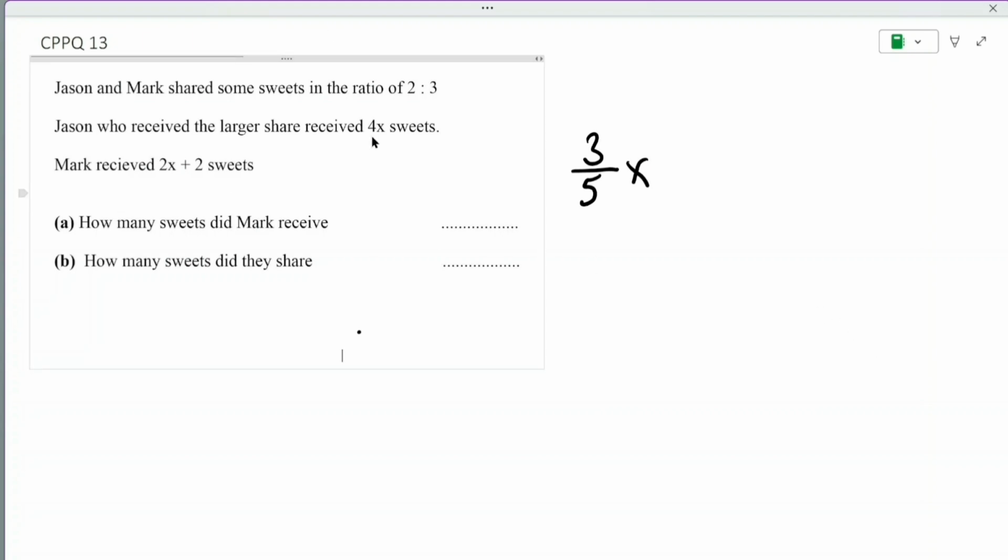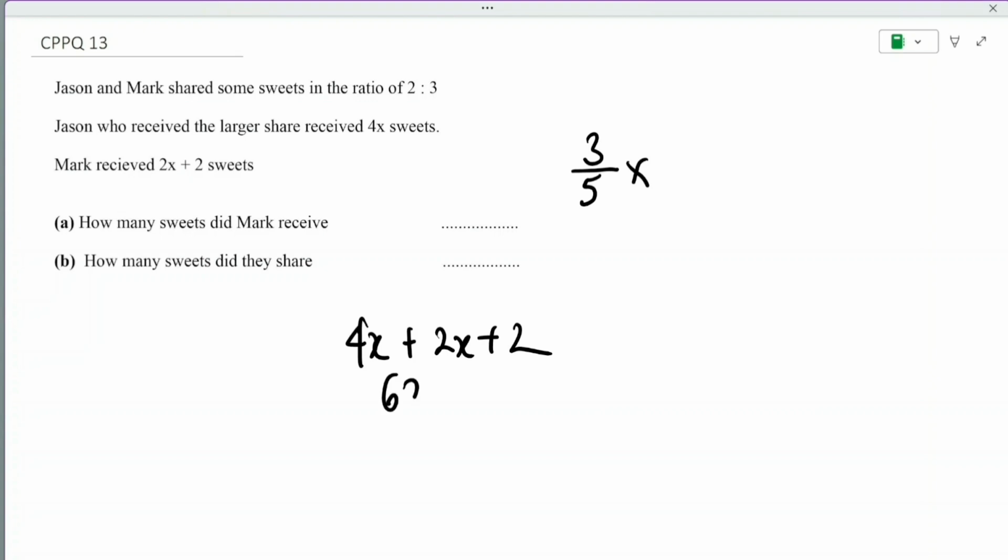Let's say, for example, Jason received 10 sweets and Mark received 8 sweets. So it will be 10 plus 8 to get the total number of sweets they shared. So in this case, it will be 4x plus 2x plus 2. 4x and 2x are like terms. So we have 4x plus 2x, that will give you 6x. Then you have plus 2. Plus 2 is not a like term with 4x and 2x, so you leave it as plus 2. So the total number of sweets they shared is 6x plus 2.